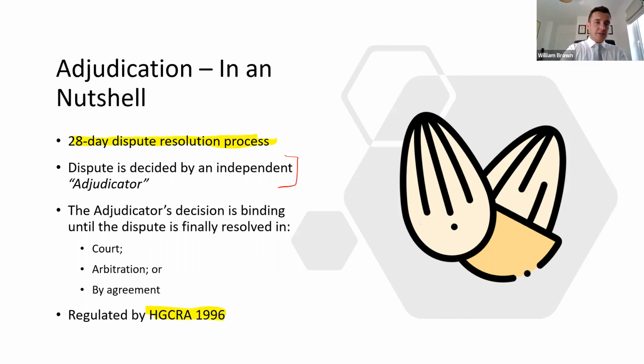And the point is this: you have to follow that adjudicator's decision. They will give you a piece of paper. It might be 15, 20, 50 pages long, setting out their decision. But at the end of it, they will give an order, and you have to follow that order on a temporarily binding basis. It's a pay first, argue later mechanism. You do what the adjudicator says, but if you're still very unhappy, you can then take it on to court afterwards.